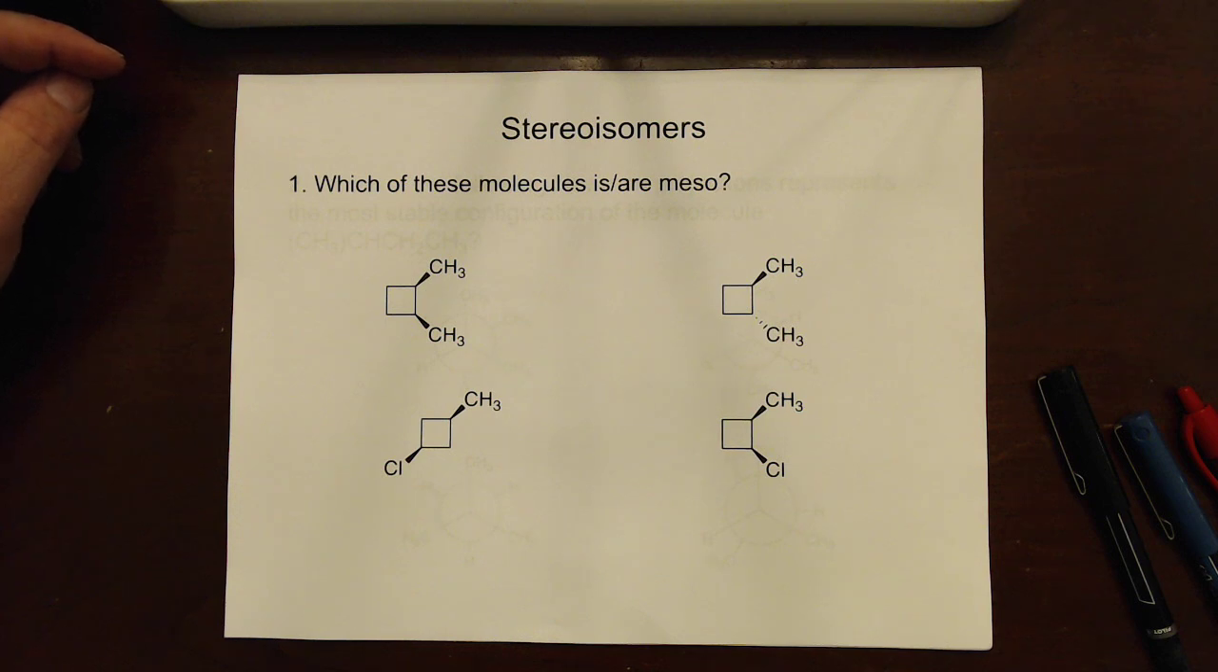Hello, this is the next in the series of testing strategies for the ACS Organic Chemistry final. This one is going to be all about stereochemistry. We're dealing with chiral molecules, meso compounds, determining R and S, things like that.